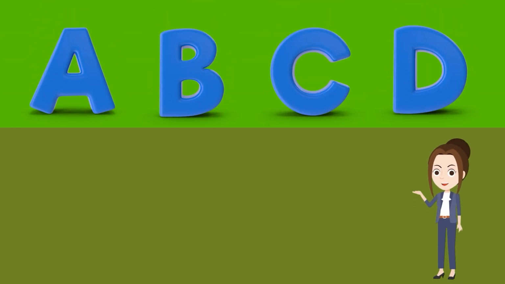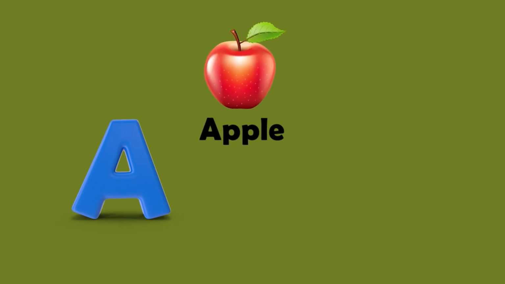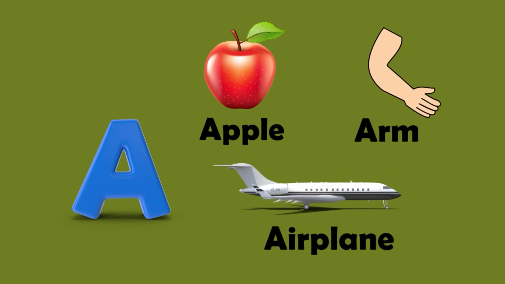Hey kids, let's learn the alphabet. A. A is for apple. A is for arm. A is for airplane.